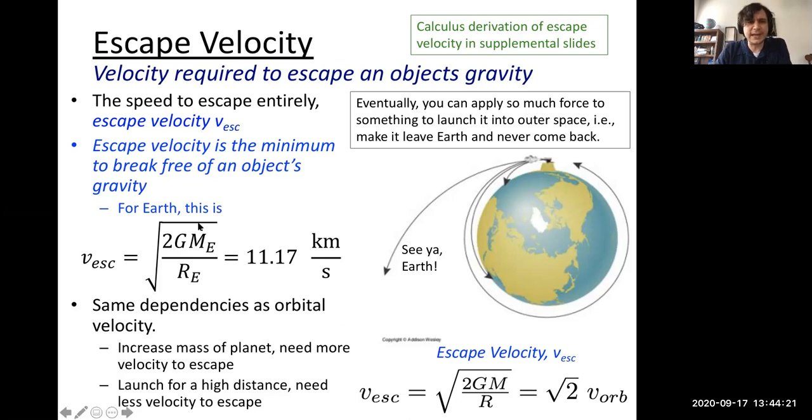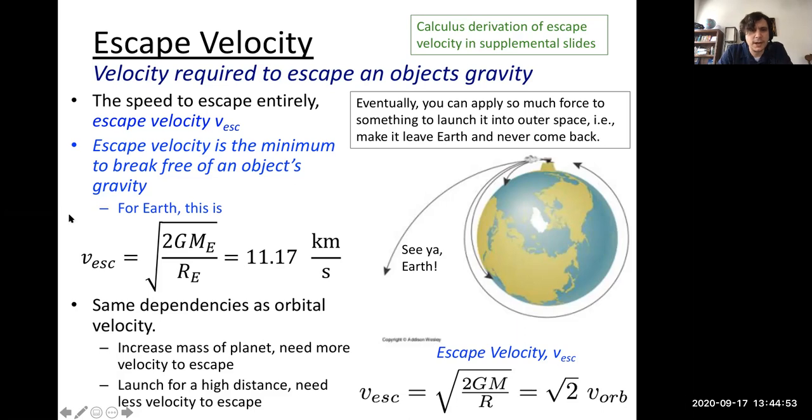But let's actually take a look at the escape velocity equation. It's the square root of 2GM over r. Wait a second, that's the square root of 2 times the square root of GM over r. That's the square root of 2 times the orbital velocity. Square root of 2 is 1.41, and then some other decimal places. So call that about 1.41, 41% greater than the orbital velocity.